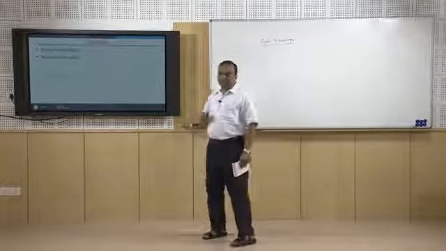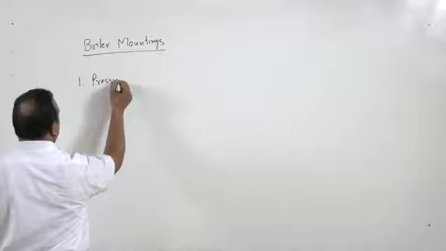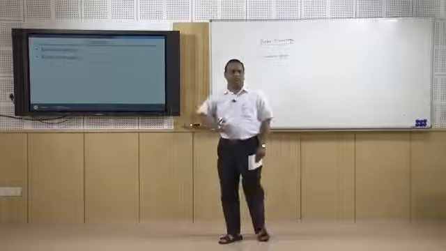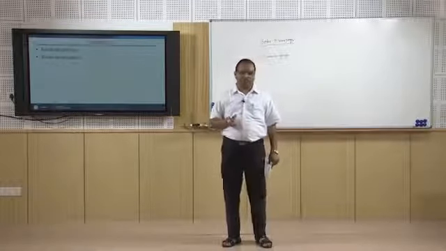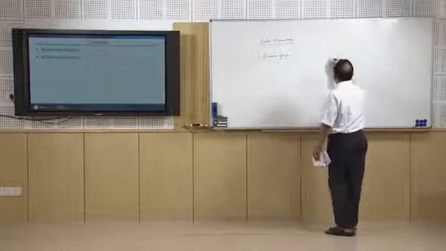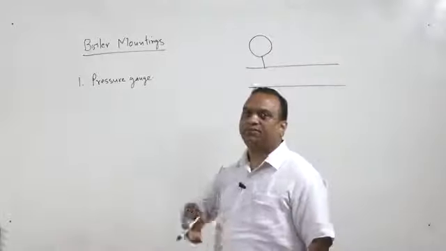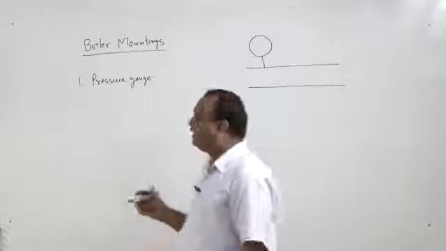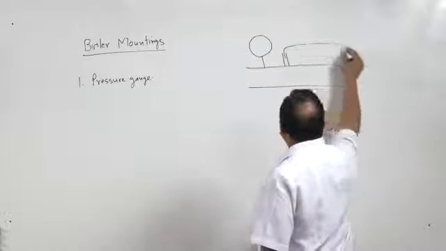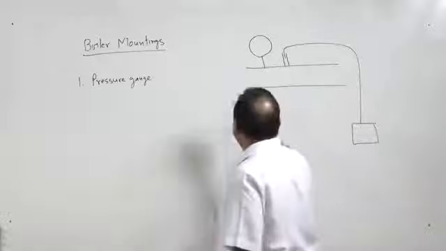Now the first and foremost thing in a boiler is a pressure gauge, because we must know what order of pressure exists inside a boiler. The pressure gauge is fixed on the shell. It is a dial type pressure gauge. Nowadays digital pressure gauges and pressure transmitters are also available. Pressure transmitters are simply transducers, and signals are sent to the display unit. But a dial type pressure gauge is a must.